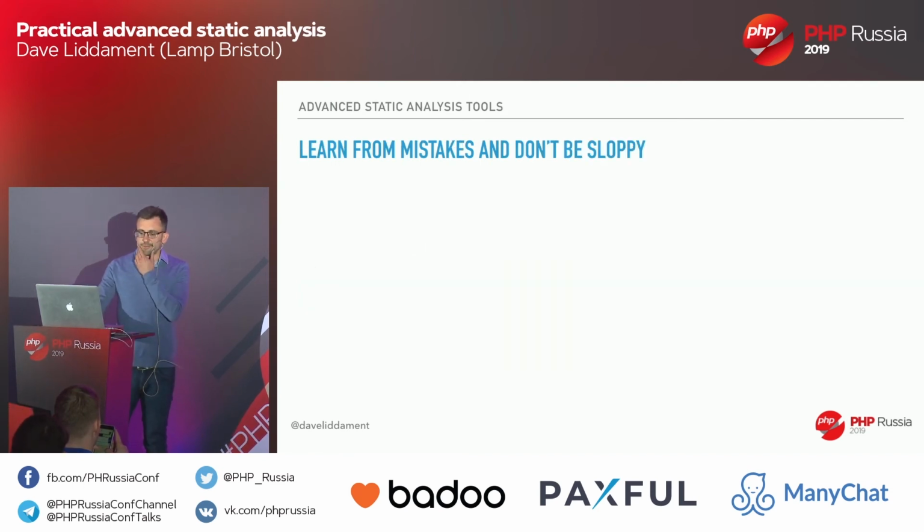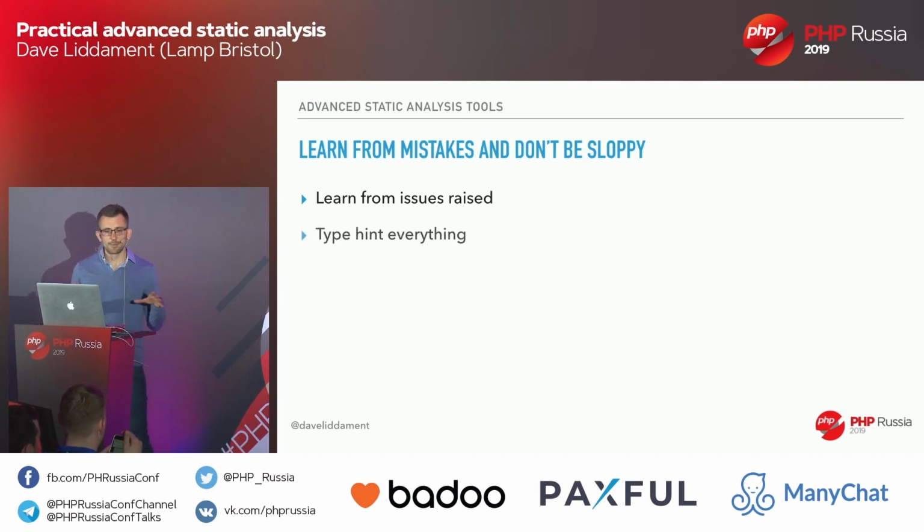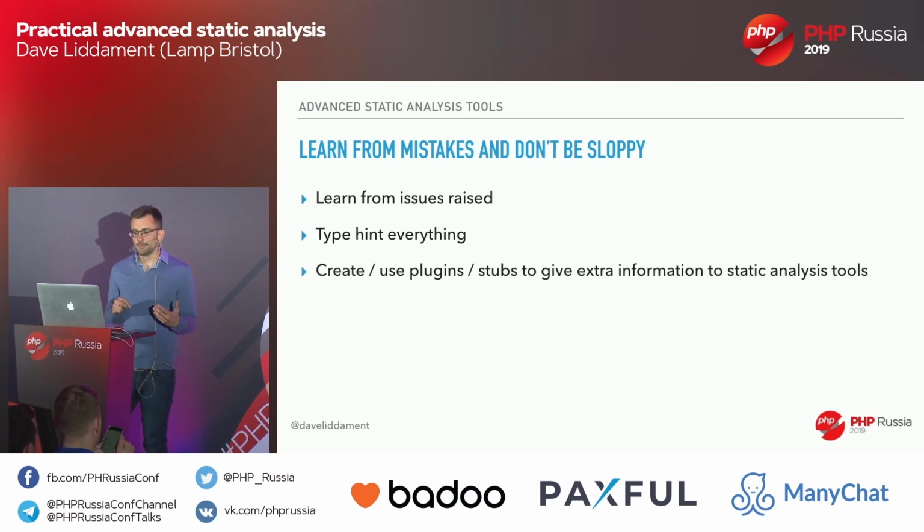And people have written plugins for things like Symfony and Doctrine and stuff like that. So the key message is, when you start using these tools, you need to learn from the mistakes. So look at the issues it's raised and modify how you program your code. Type hint everything, including generics in the ways we've discussed. And if you need to do anything more, then you can use the plugins or stubs to give additional information to the static analysis tools.